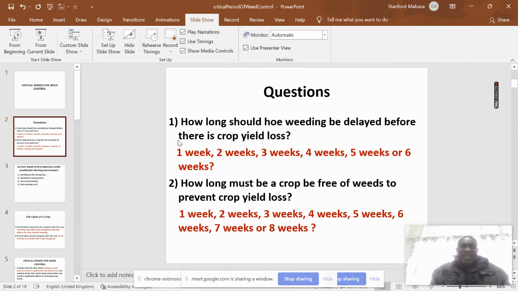Okay. Anyway, these are the questions I was trying to put across. When we wanted to define the critical period for weed control, how long should all weeding be delayed before there is a crop yield loss? Can we delay it by 1 week, 2 weeks, 3 weeks, or 6 weeks? The second question is, how long must a crop be free of weeds to prevent crop yield loss? Is it 1 week, 2 weeks, or up to 8 weeks? That is the second question.